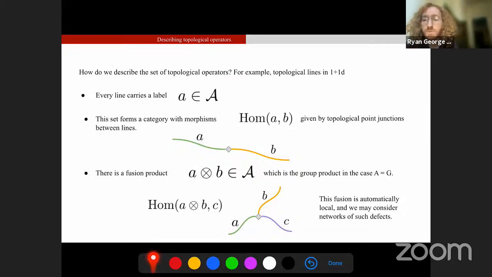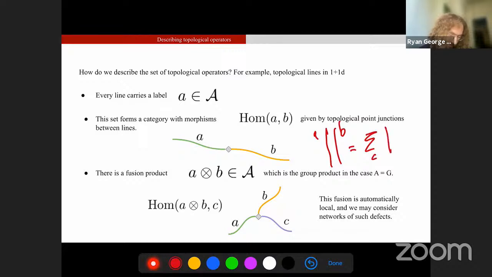But there's some extra data from fusion. And if we have two lines A and B, and we bring them very close together, it looks like just one line. And so we can ask, what line does it look like? In general, it maybe looks like a sum of lines. Okay, so this gives you some fusion coefficients. So there's fusion rules here. So we say that A times B is an A, so A includes also sums of labels.